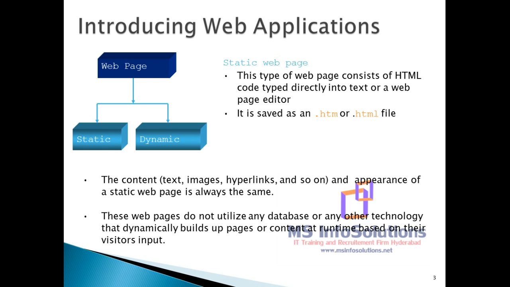Let us see what a static web page is. This type of web page consists of HTML code typed directly into a text or web page editor. It is saved as an .htm or .html file. A web page is a collection of data, simply to display the data.